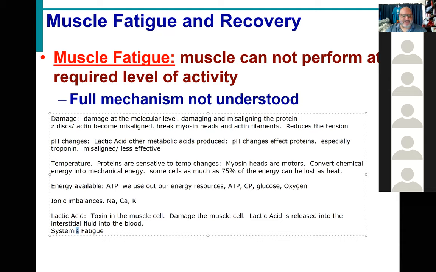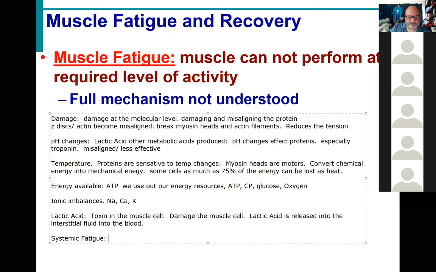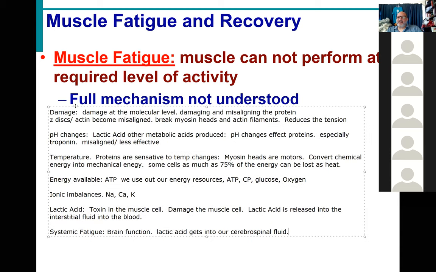Systemic fatigue is this interesting concept of the central nervous system, of the brain. What happens is when that lactic acid gets into the blood, it gets into our cerebral spinal fluid. And our brain senses, hey, I'm working out really hard right now. My muscles are working hard enough to produce lactic acid, and if they're working hard enough to produce lactic acid, they could get hurt. And I don't want my muscles to get hurt.